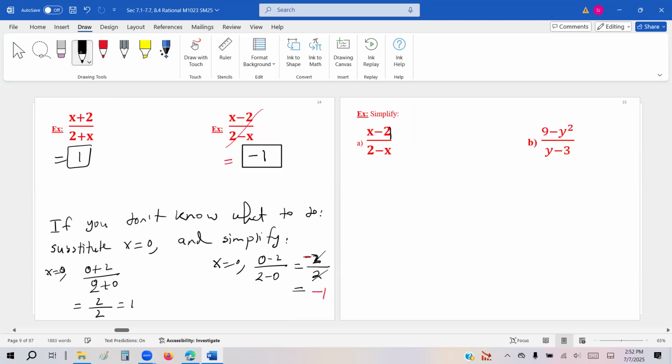Now let's say this is 4. Try this too. We have x minus 4 over 4 minus x. The next one is 9 minus y squared over y minus 3.